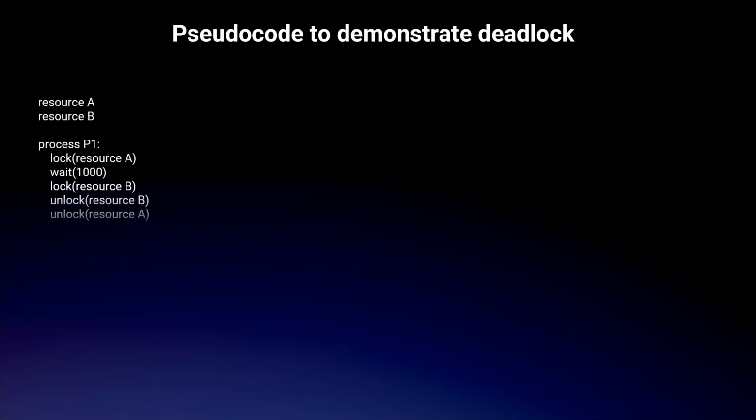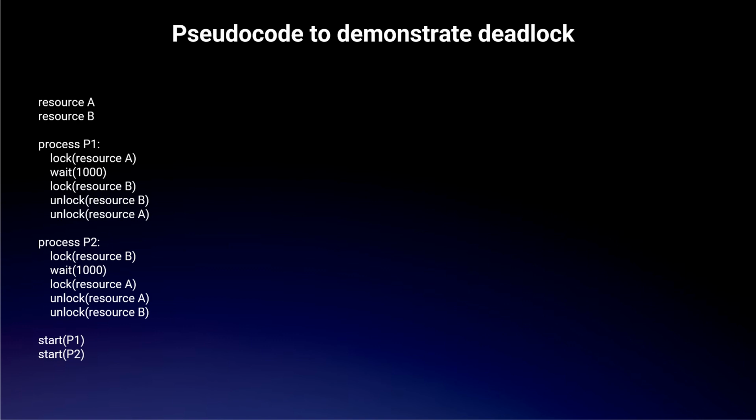Now let's understand deadlock with an example. Suppose there are two processes P1 and P2 and two resources A and B. Process P1 locks resource A and then waits for 1000 milliseconds before attempting to lock resource B. Meanwhile, process P2 locks resource B and waits for 1000 milliseconds before attempting to lock resource A.